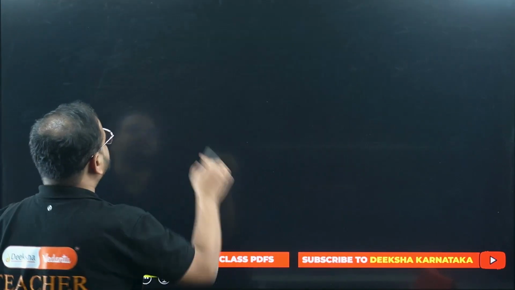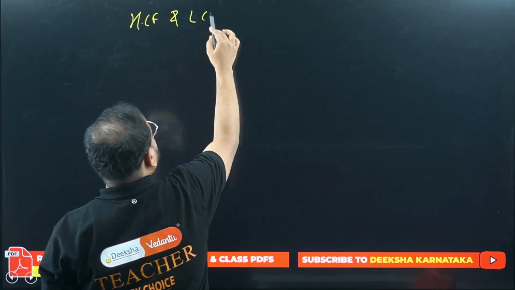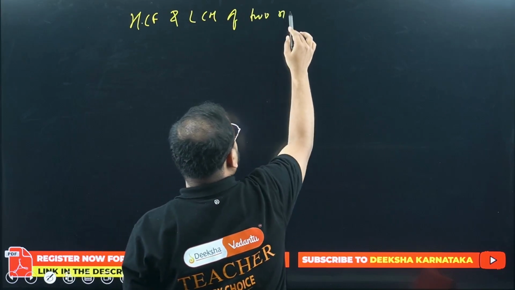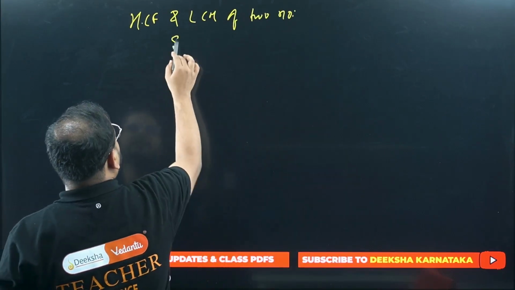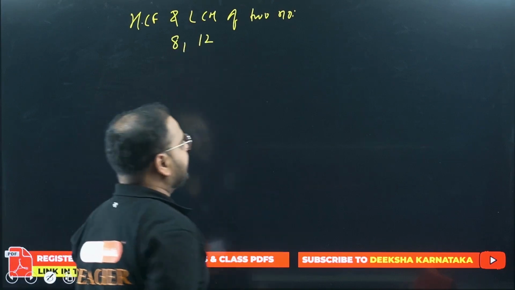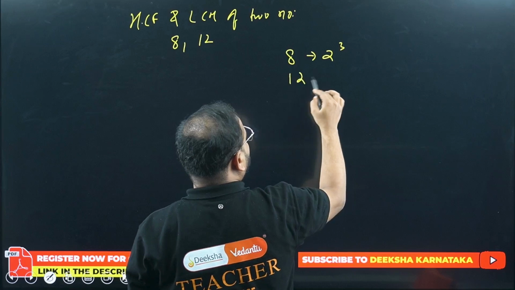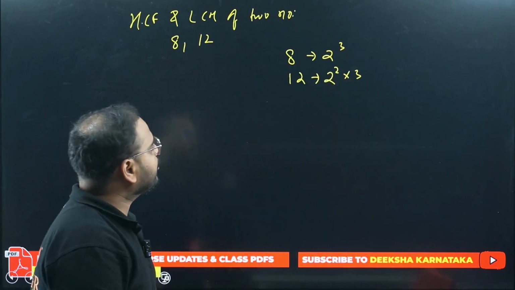I can write it over here. Same concept: HCF and LCM of two numbers. I am taking two numbers, let's say 8 and 12. What is the factorization of 8? 8 is 2 cube. For 12 I have to write 2 square into 3. Correct, right? 4 into 3 is 12.